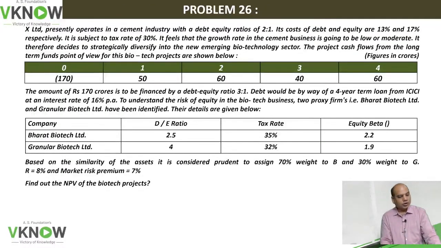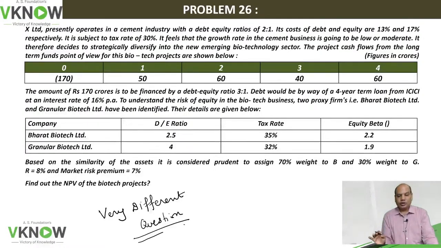Now we'll solve question number 26. X Limited presently operates in a cement industry with a debt equity ratio of 2:1. Very different problem. This question you will not find in the institute publication, but you have to know it. So question number 26, write down. Very different question, very important question.